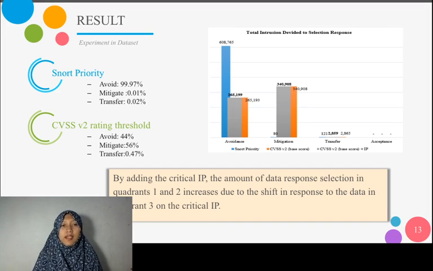And the last result is that by adding the critical IP, the amount of data response selection in quadrant 1 and also quadrant 2 increases due to the safe response of the data in quadrant 3 on the critical IP address.